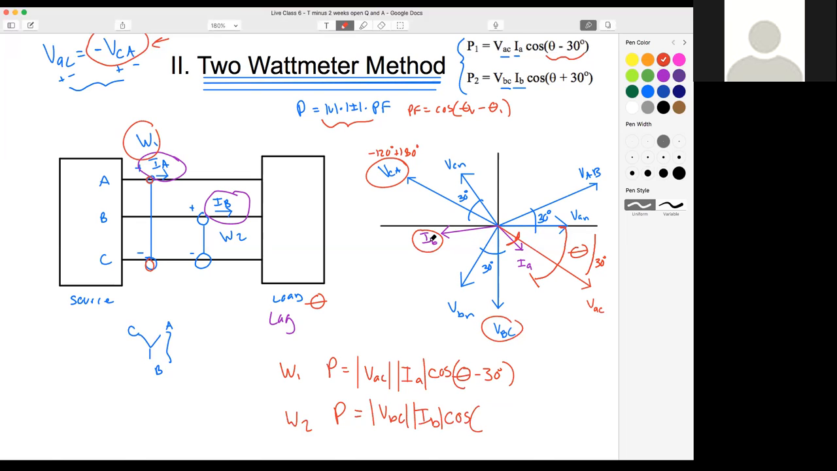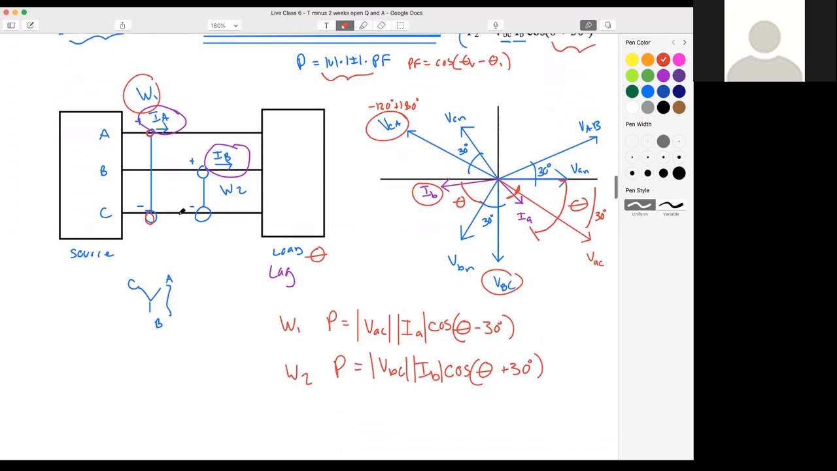So if here's IB, here's VBC, we know that theta is going to be right here, right? Because we've got our B line current and our B phase voltage. So the distance between them has to be theta. So we want to go theta, and then we want to go an additional 30 degrees. So this one is just theta plus 30 degrees. That's it. That's entirely where these 2 formulas come from. It's that simple.